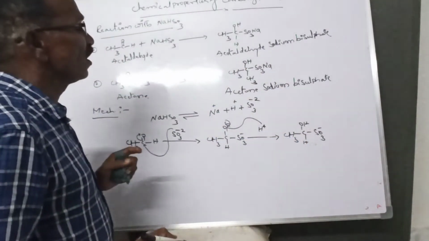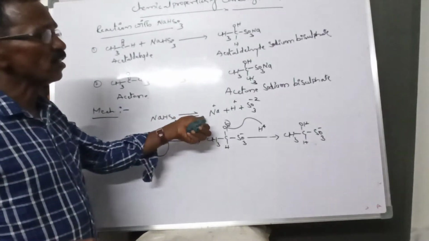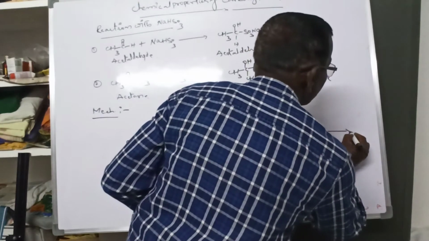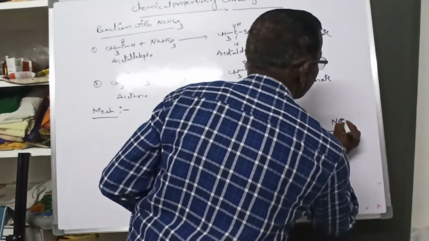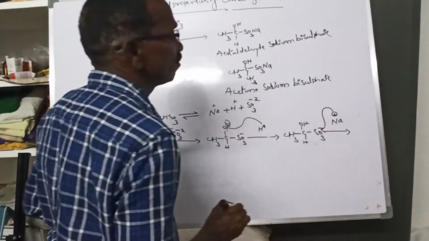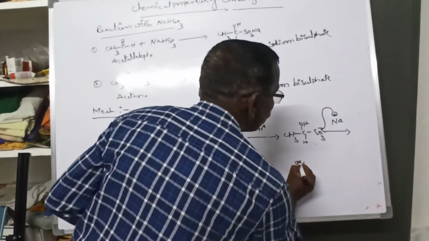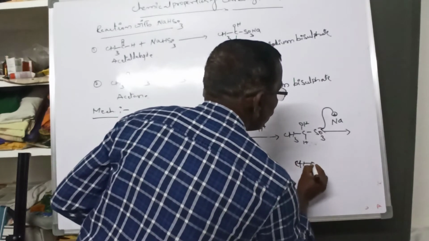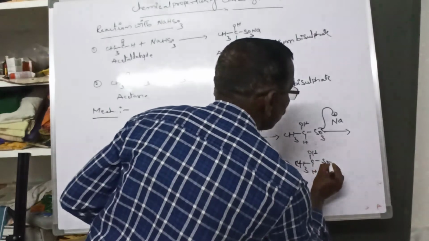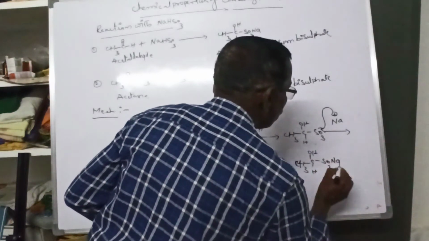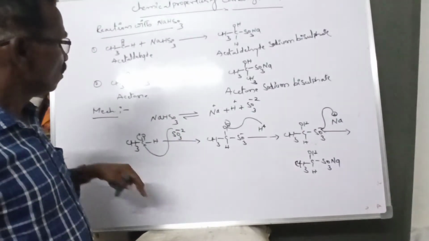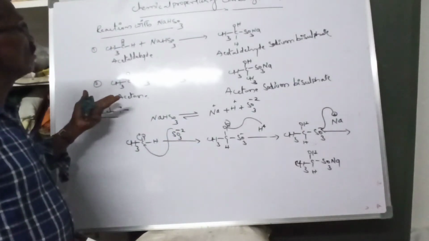This SO3 minus further adds with Na plus, that is the sodium ion. Next, Na plus is an addition with SO3 minus, to form CH3 and OH, next SO3 Na. That is how the acetaldehyde sodium bisulfite compound is formed. You can take the same mechanism for acetone also.